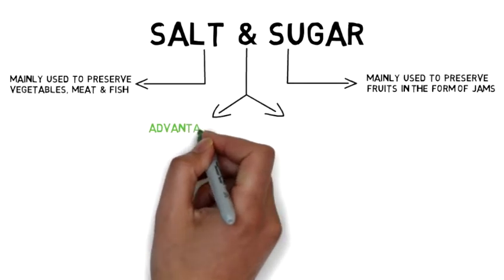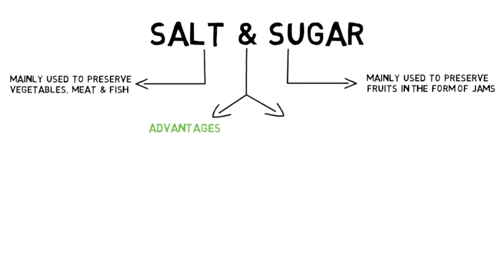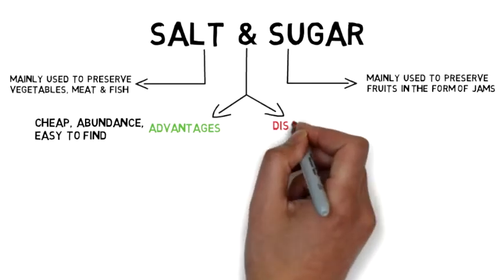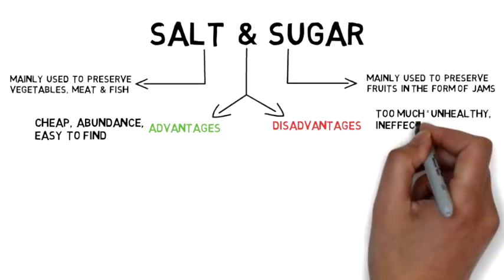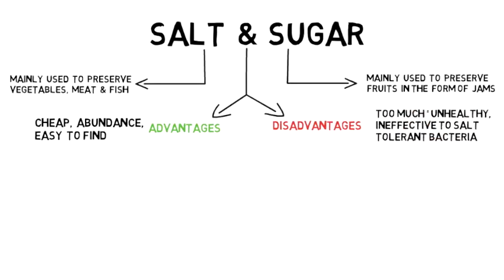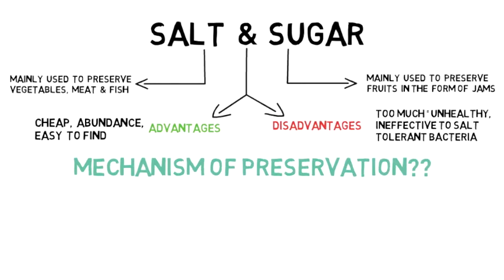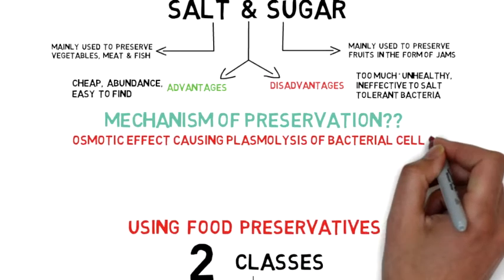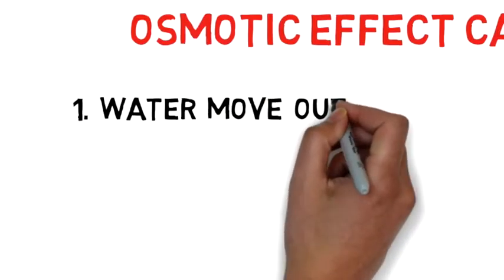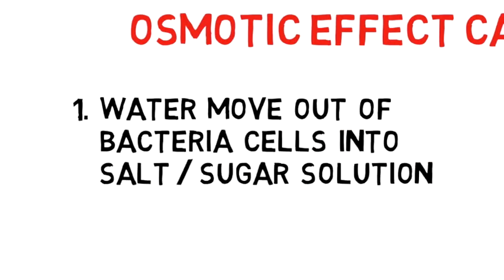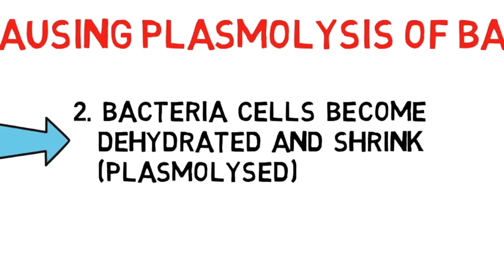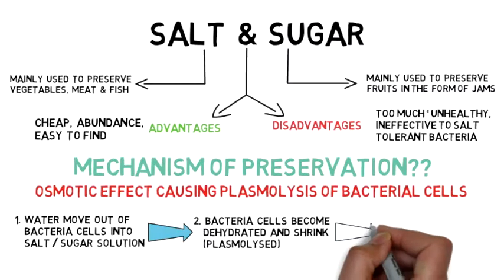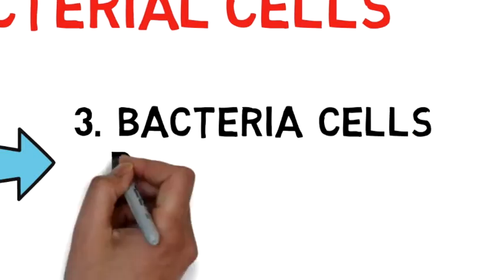The advantages of using these 2 ingredients are they are cheap, abundant, and easy to find. The disadvantages are they can be very unhealthy, and some may be ineffective against salt-tolerant bacteria. Salt and sugar prevent bacterial growth by an osmotic effect causing plasmolysis of bacterial cells. First, water moves out of bacterial cells into salt or sugar solution. Secondly, bacterial cells become dehydrated and shrink, and therefore they are called plasmolyzed. And finally, the bacteria cells die.